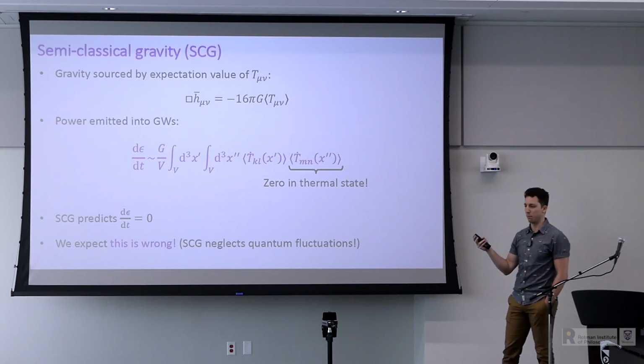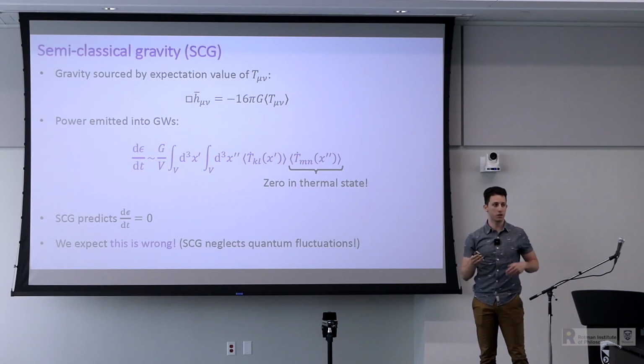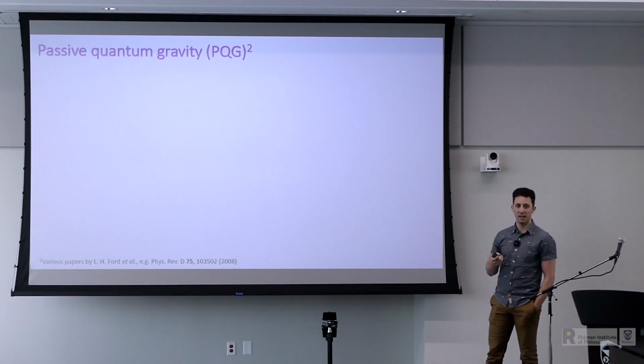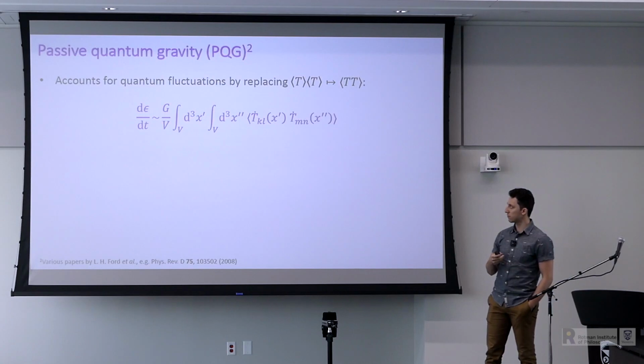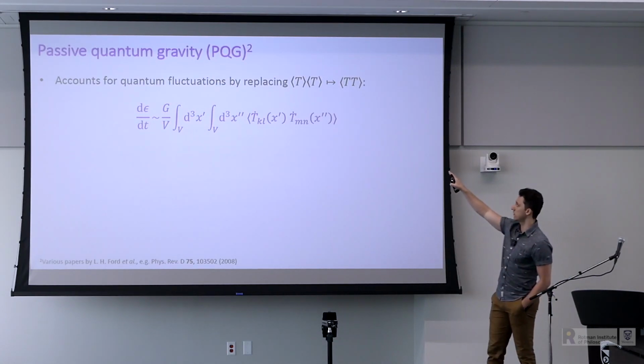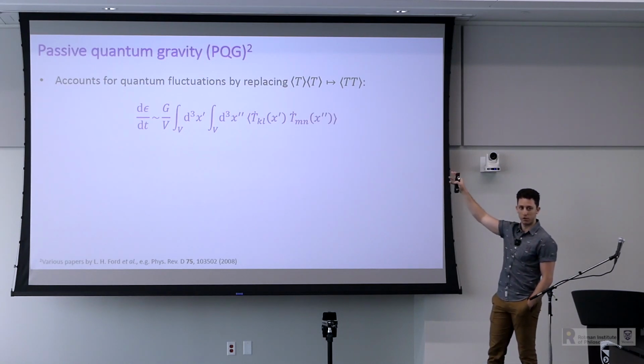And we know that it's going to be precisely the quantum fluctuations that are going to source gravitational waves, because it's oscillating masses that produce gravitational waves. So what we need is a formalism that is an upgrade to semi-classical gravity, and which takes into account quantum fluctuations of the source. This formalism exists, and it's been studied a lot. It's called passive quantum gravity. So passive quantum gravity accounts for quantum fluctuations of the source by replacing the product of expectation values of the stress tensor with the expectation value of the product.